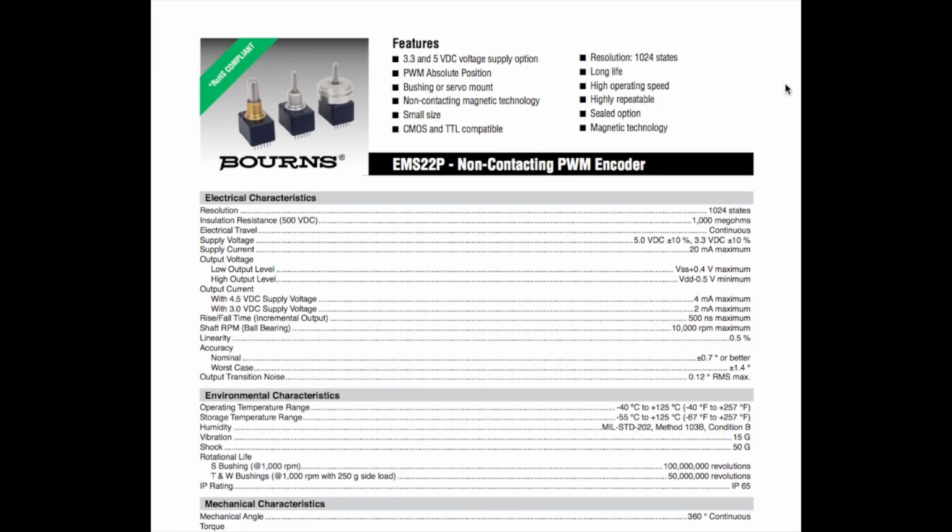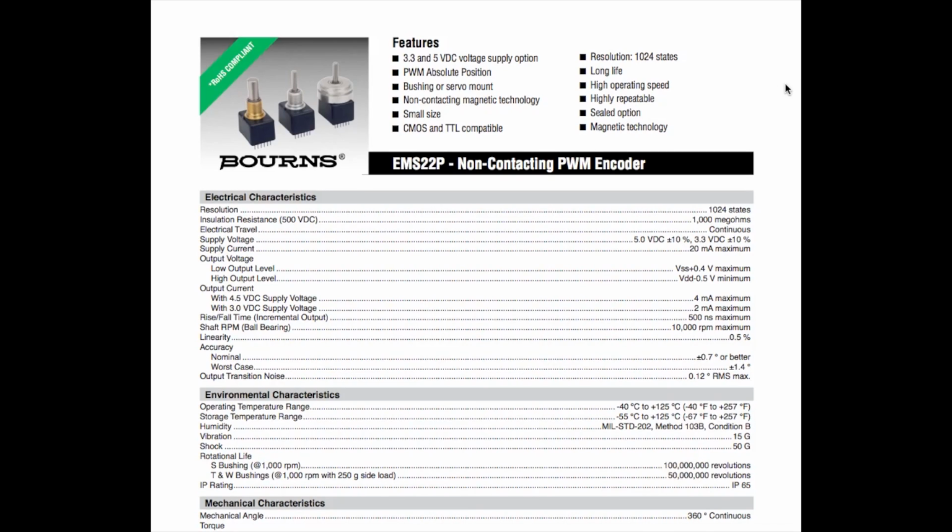Sensors and all electronics typically have a data sheet which best describes the way a sensor should be used and operated. Let's take a look at the data sheet for the encoder that we will be using. We are using a Bourns EMS22P50 non-contacting PWM encoder. The part number is located on the back of the sensor where the pins are.